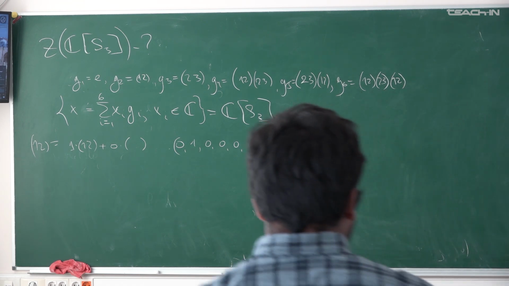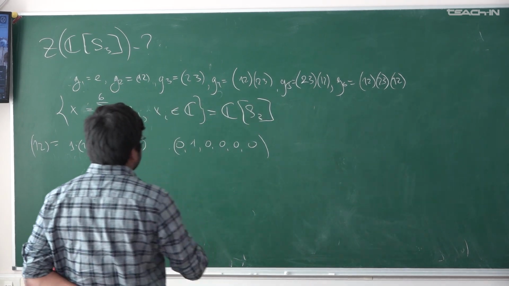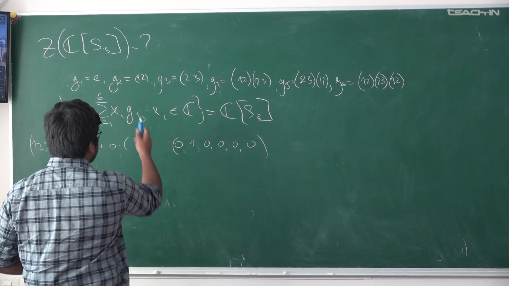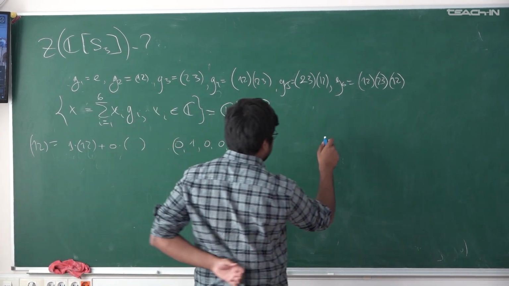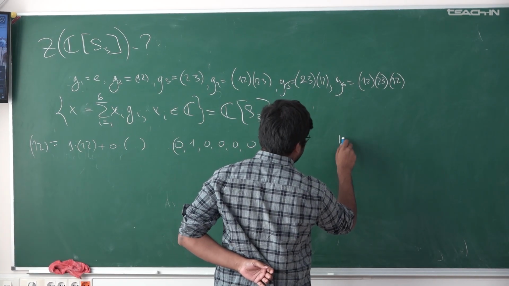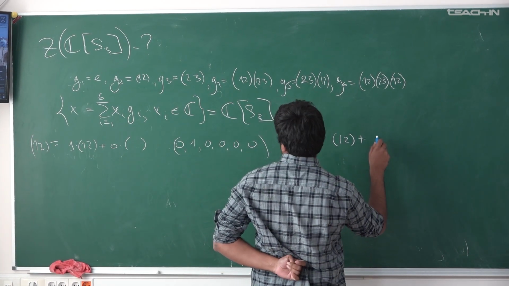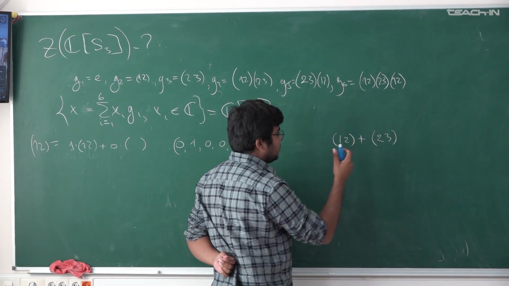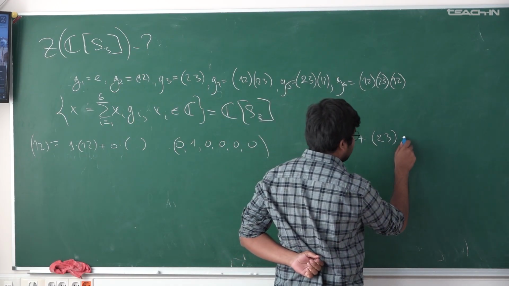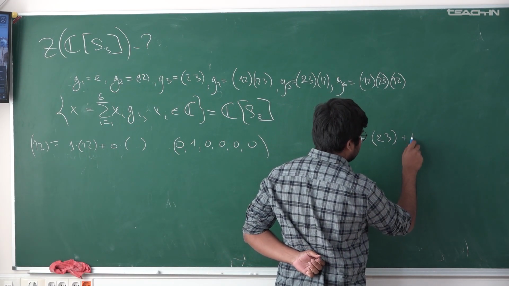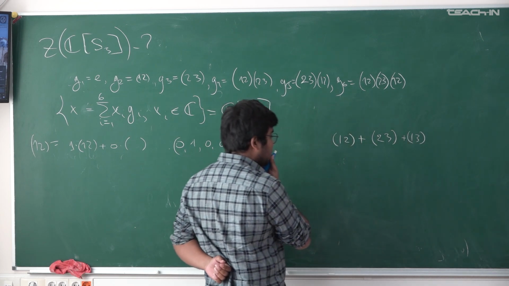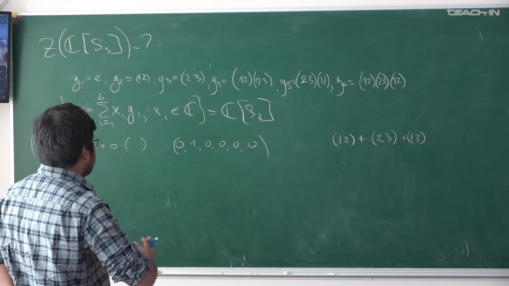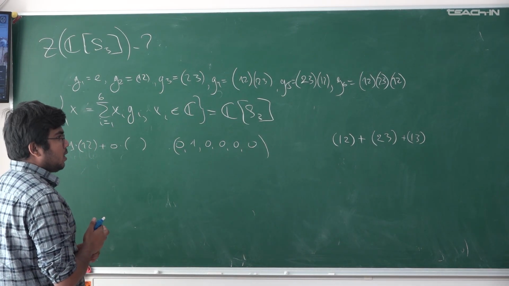So the first thing we need to do is make a linear combination of the generators. The generic idea I can see is this plus this, say (1 2) plus (2 3). This also has two elements, so maybe we can add this, you can write (1 3). Yes, something like that. Now we need to check that it commutes with all other elements.